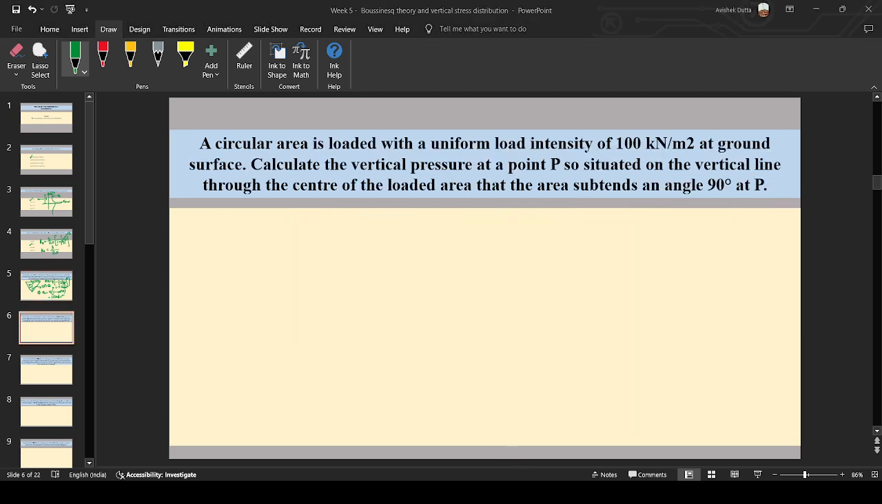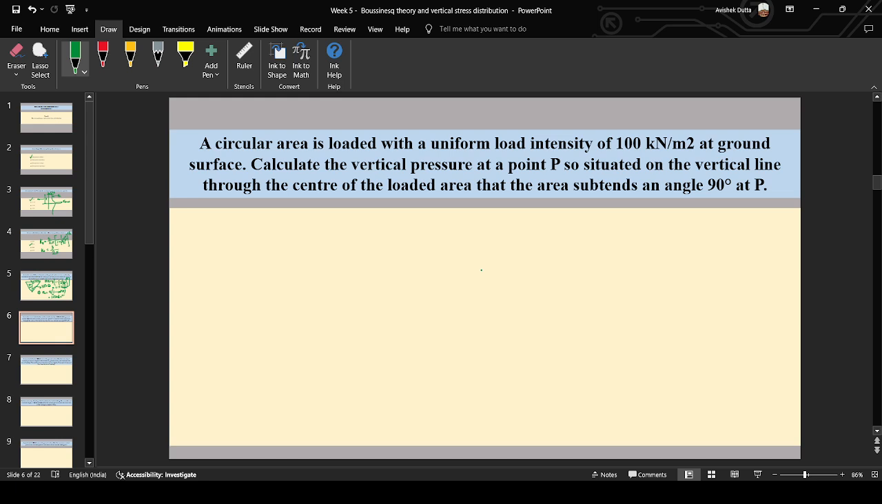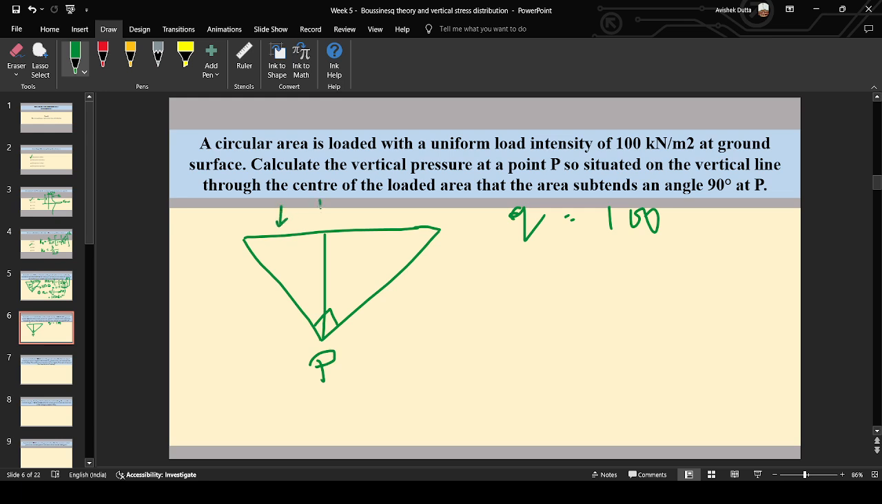A circular area is loaded with a uniform intensity, same question again, vertical line through center of the load. So it is the vertical line through center of the load at a point P such that the angle subtended at point P is 90 degree. Uniform load, that is the value of Q, equals 100 Newton per meter square. This is the point P, this is the circular loading with the UDL. What is the half of the angle? It is 45 degree, which is equal to theta.